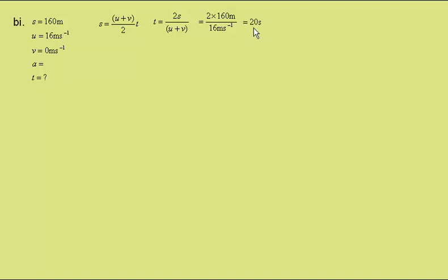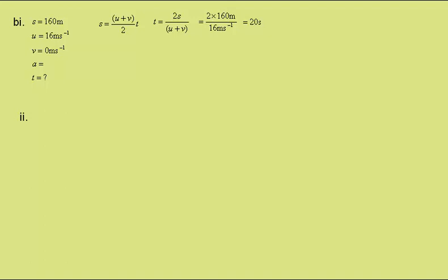Well, for this we can use the SUVAT equations. The distance is 160 meters, their initial speed 16 meters per second, they come to a stop. We're not asked for the acceleration, but we are asked for the time. The equation we can use is s equals (u plus v) over 2, times t. Rearranging for t, we get 2s over (u plus v). Putting in the values given gives a time of 20 seconds.